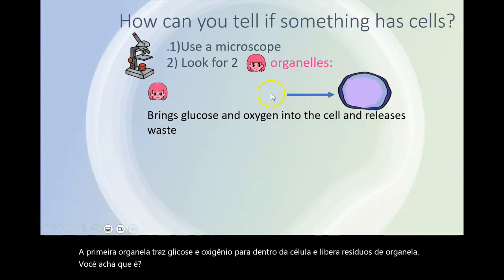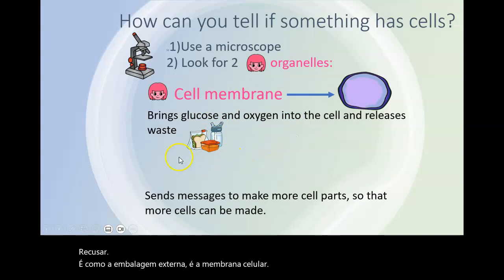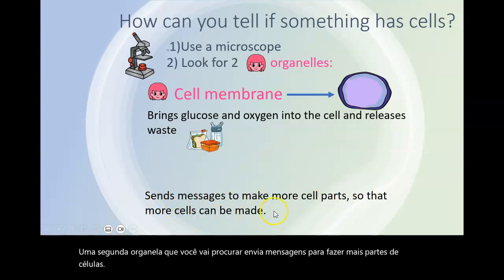Looks like this. It's a noun. It's like the outer packaging. It's the cell membrane. The second organelle you're going to look for sends messages to make more cell parts so that more cells can be made.